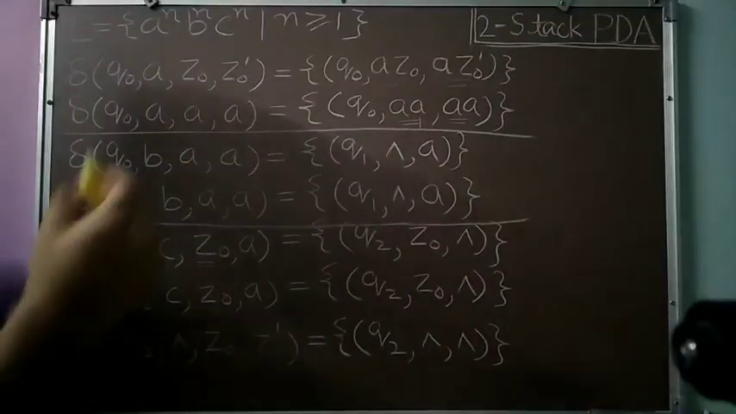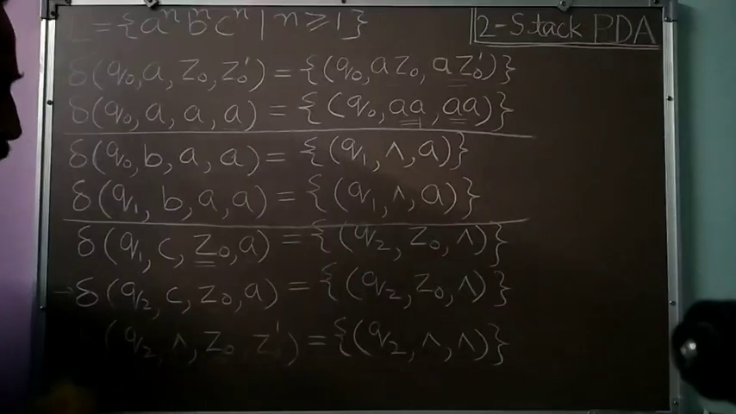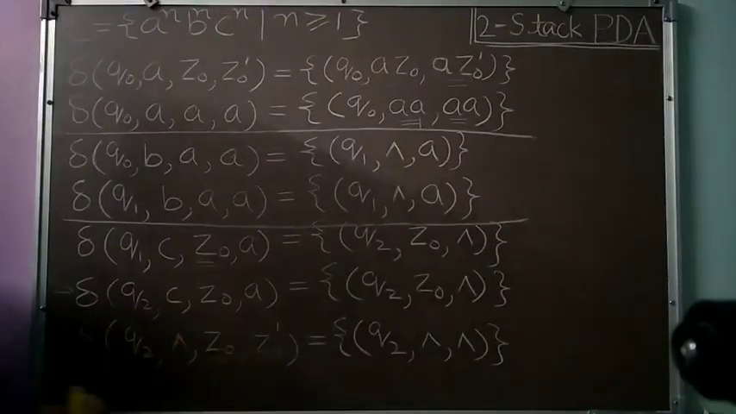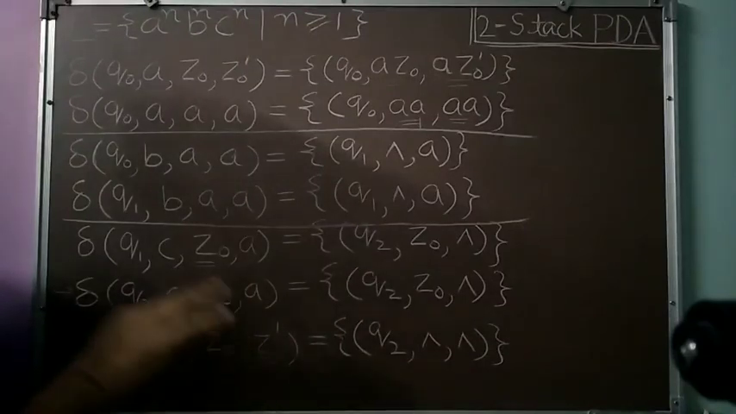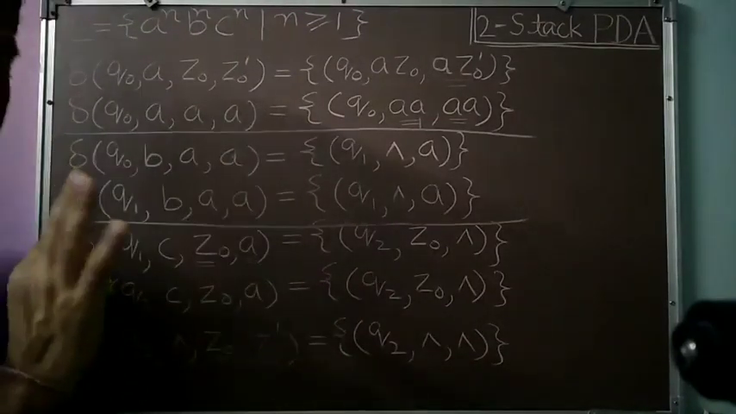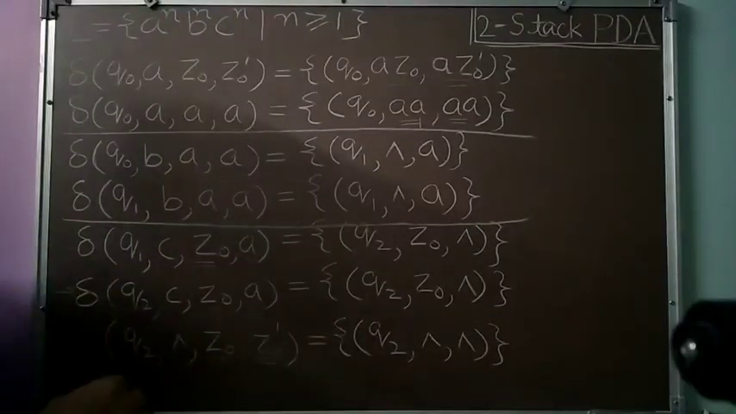Meaning thereby we will reach a situation when we are in the Q2 state. At the top of the pushdown store 1, there is the symbol Z0. At the top of the pushdown store 2, there is the symbol Z0 dash, and our input has exhausted. So we can take only the null move. We can take only null from the input.